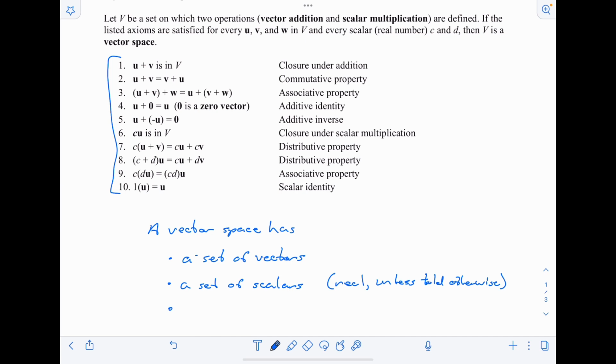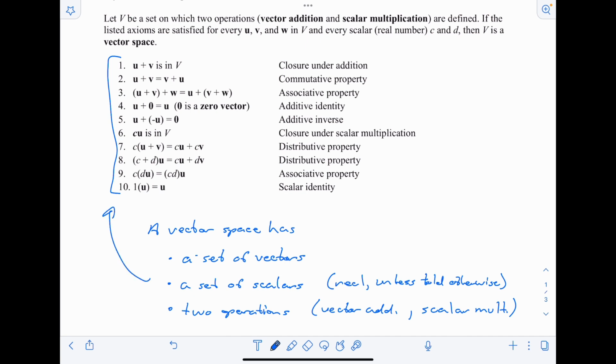And then finally, we have two operations. And this is why I say there's technically four things, but if you want to think of two operations as one. But again, we have vector addition and we have scalar multiplication. So those would be the two components that together make up four total components. So a set of vectors, a set of scalars, and then the two operations. That's what together makes a vector space, as long as all of this satisfies those 10 axioms that are listed.